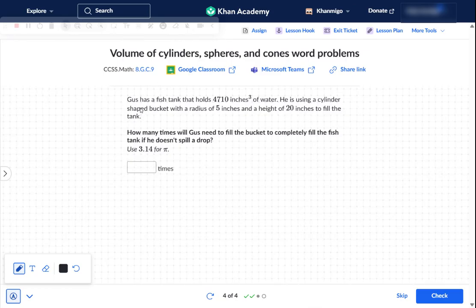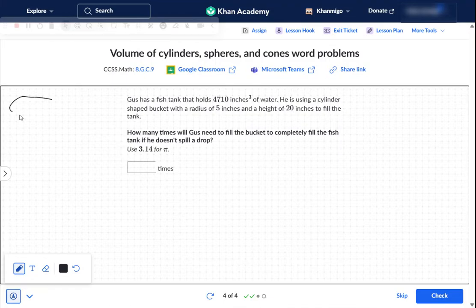Okay, so Gus has a fish tank that holds 4,710 cubic inches of water. Wow. He is using a cylinder-shaped bucket with a radius of 5 inches and a height of 20 inches to fill the tank. Okay, so let's get our visual. He's got a bucket. The radius is 5 inches and the height is 20 inches. We need to know how many bucketfuls of water he needs to completely fill the fish tank, assuming he doesn't spill anything. There's no allowances for human error. Sorry, Gus.